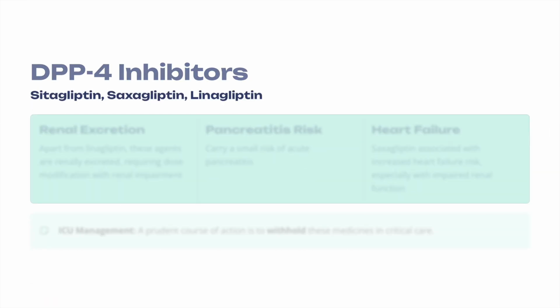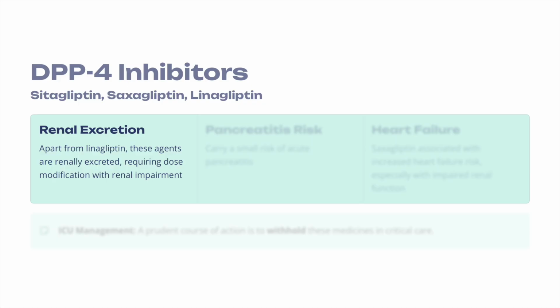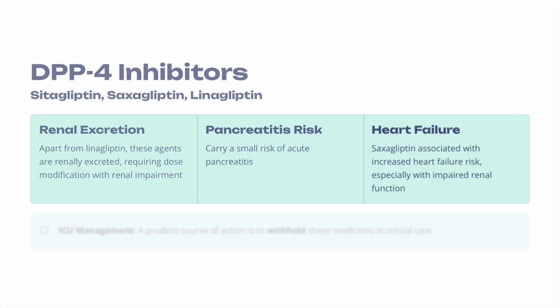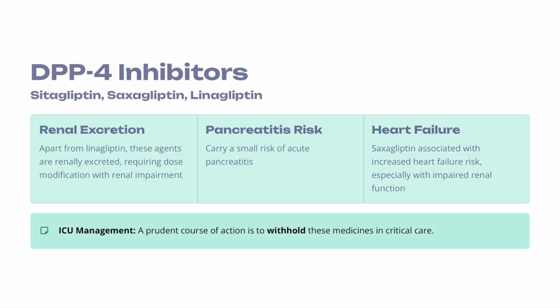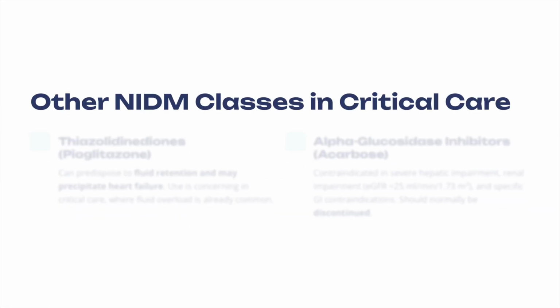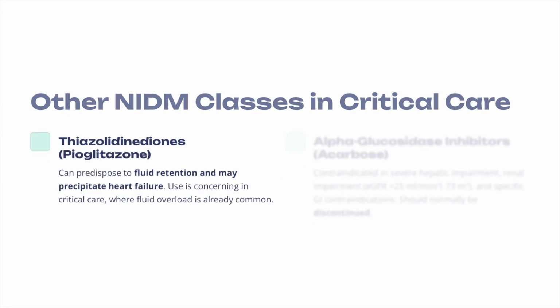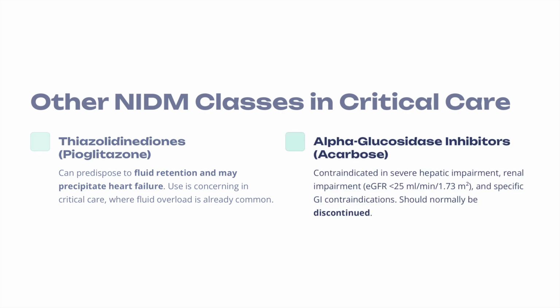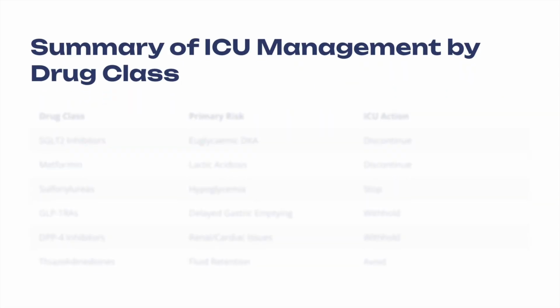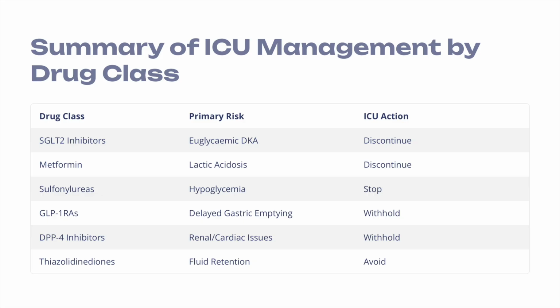Regarding the DPP4 inhibitors, they are removed by the kidney and they do carry a small risk of pancreatitis, and they also increase the risk of heart failure. So it will be prudent to stop them in the ICU. Other non-insulin drugs are the thiazolidinediones and acarbose. They also should be discontinued for all practical purposes because they cause fluid overload and GI dysfunction. So this table basically summarizes what needs to be done.